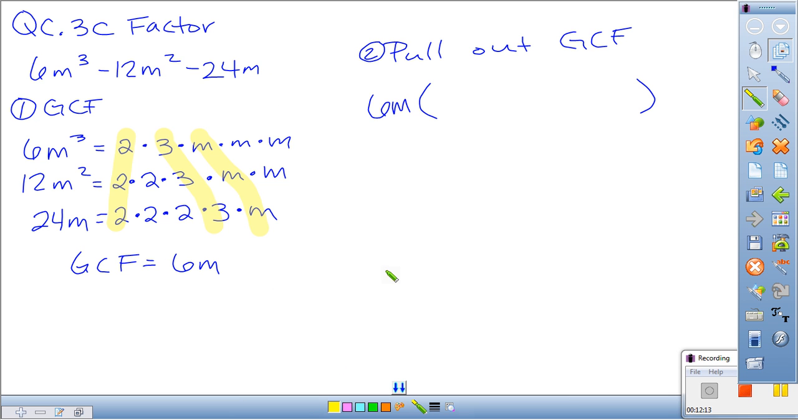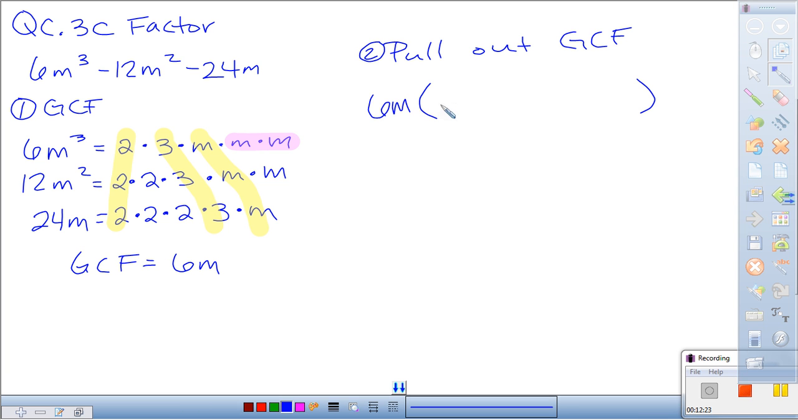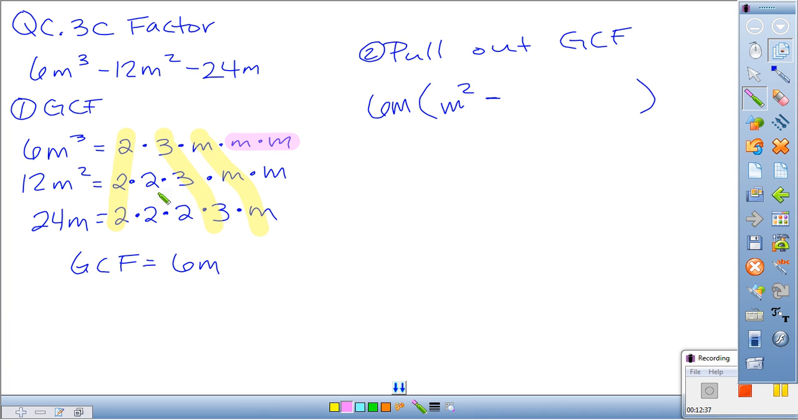Now we can use our little trick that we just learned, and we can look at what was left over when we did our factoring and finding our GCF. So in this case, we have m squared left over. 6m times m squared would in fact give you 6m cubed. And since this is positive, my m squared is also positive. If we look at our next term, it's negative, so I know that my next term is going to be negative inside my parentheses. And if I look at what was left over, it was a 2 and an m. 2 times m is 2m. So 6m times negative 2m gives me negative 12m squared.